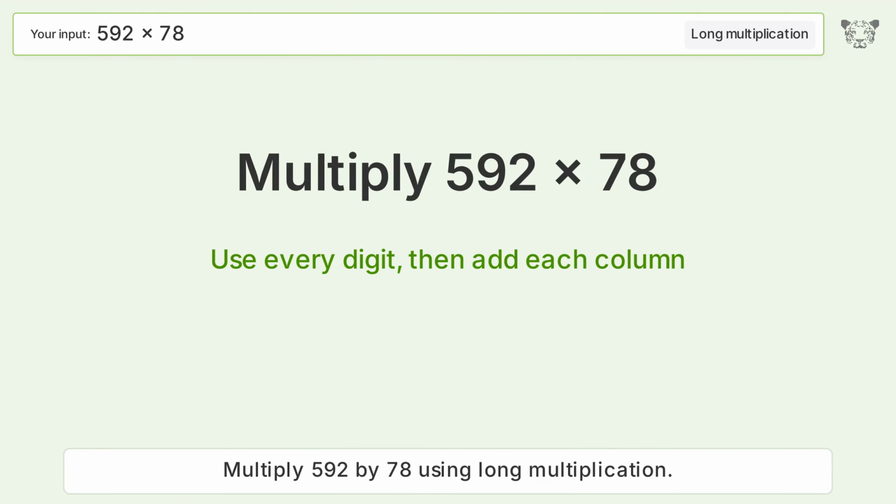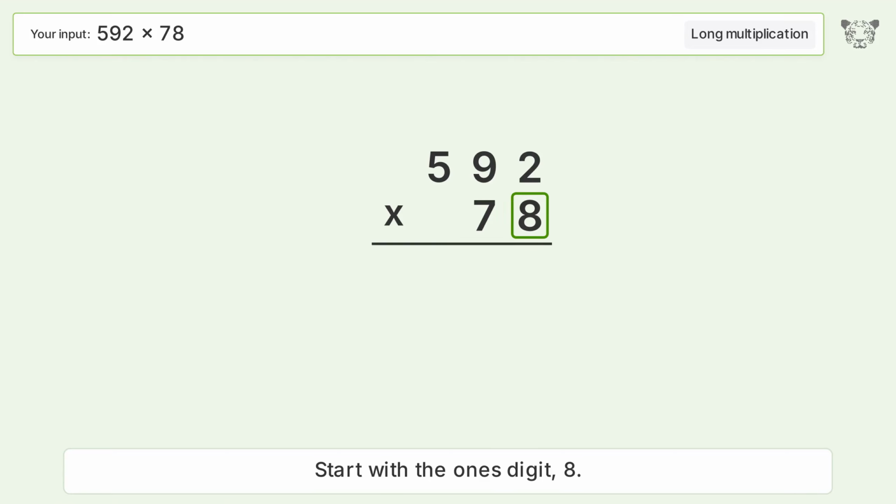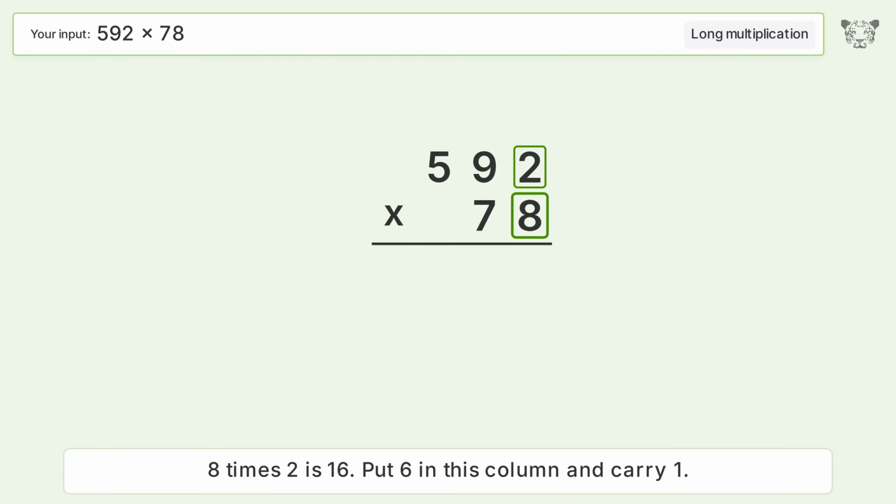Multiply 592 by 78 using long multiplication. Start with the ones digit, 8. 8 times 2 is 16. Put 6 in this column and carry 1.